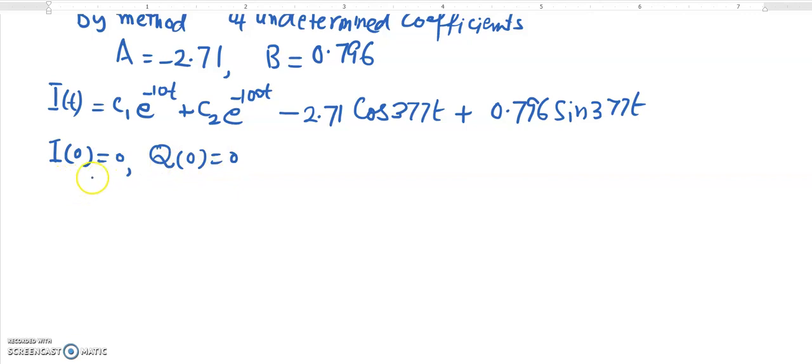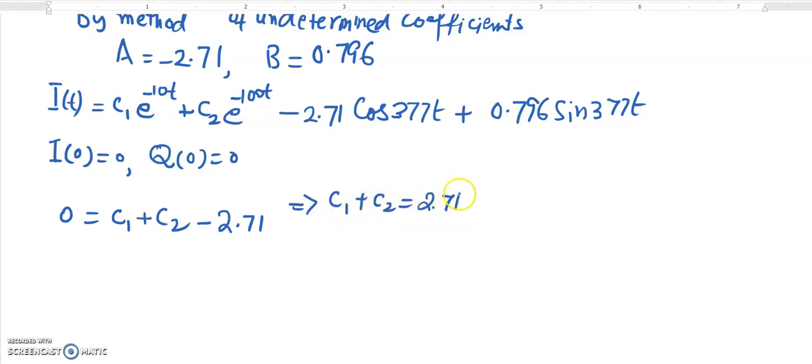Okay, so let's apply the first condition into this. So 0, and then this term will be C1, and that term will be C2 because both will be 1, and then this term will be minus 2.71 because this will be 1 and that term will be 0. So we will get one equation: C1 + C2 = 2.71.